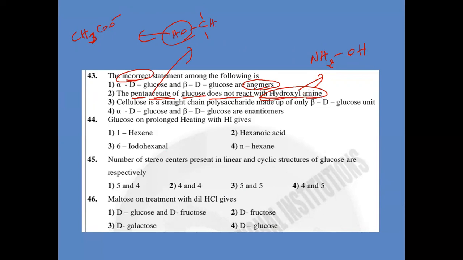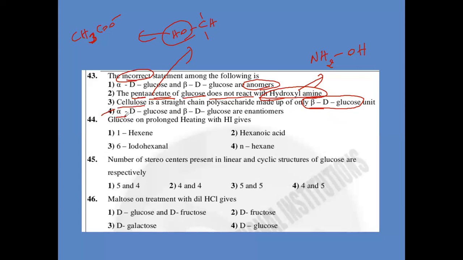But they asked for the incorrect statement. Next, cellulose is a straight chain polysaccharide made up of only beta-D-glucose units. Correct. I told you, starch is made up of alpha-D-glucose, but cellulose is made up of beta-D-glucose. So it is also a correct statement. But they asked for the incorrect statement here. So the fourth option is the answer here.